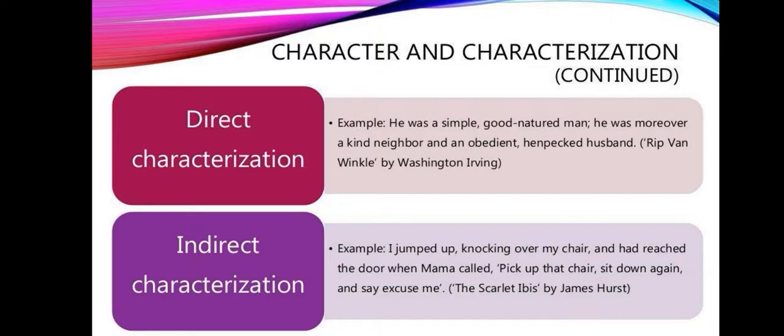So indirect characterization is, for example: "I jumped up knocking over my chair and had reached the door when Mama called, pick up the chair, sit down again and say excuse me." The Scarlet Abyss by James Hurst. So here the character is the one doing the characterizing himself, by his own actions: I jumped up.